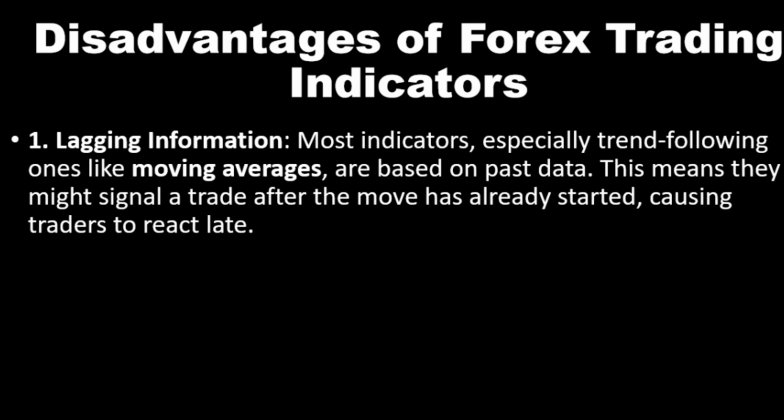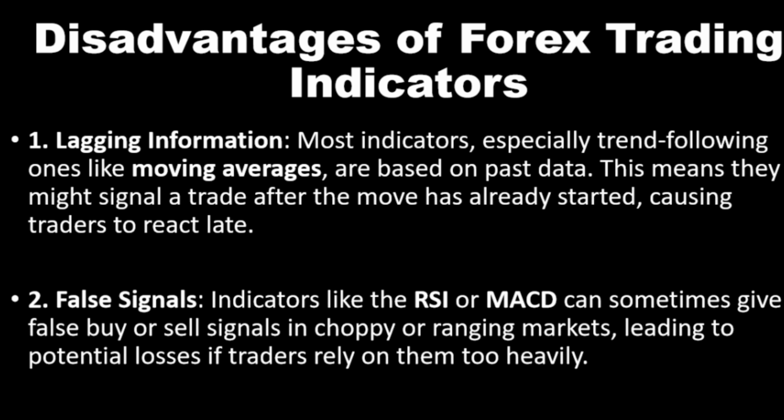Most indicators, especially trend following ones like moving average, are based on past data. This means that they might signal a trend after the move has already started. So they lag. That is one big disadvantage of forex indicators. That is a very big one.